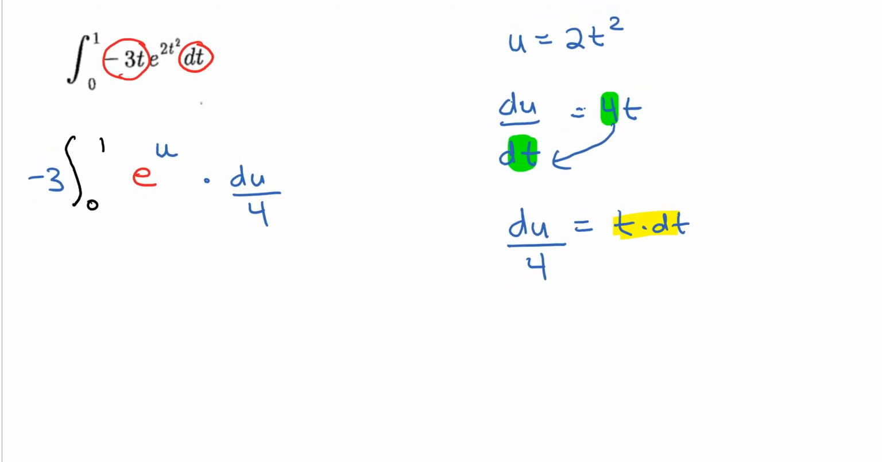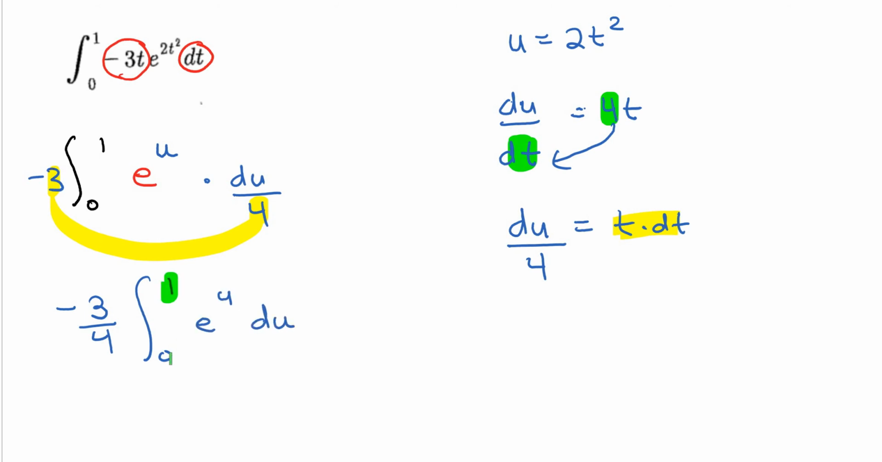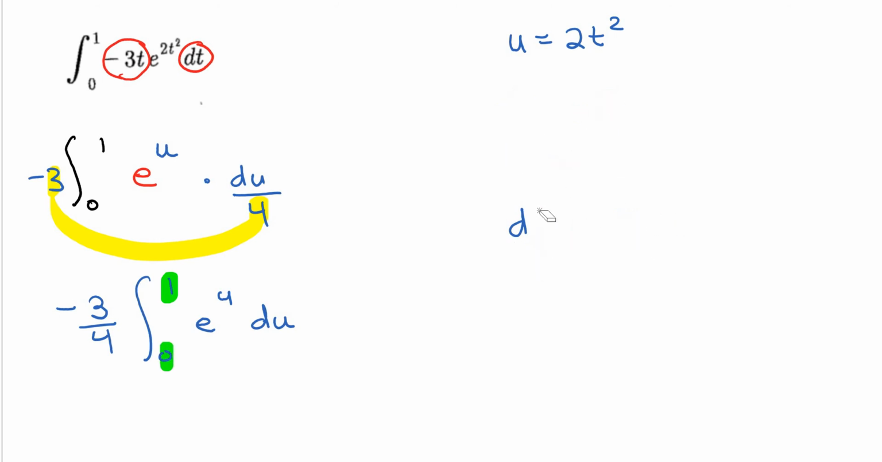Okay, and then from there, let's take this 4 here and move that to the front. So this is going to be now -3 over 4, integral from 0 to 1, e to the u du. Okay, and then after that, I need to change my upper and lower boundaries. So once again, let's clear some space over here.